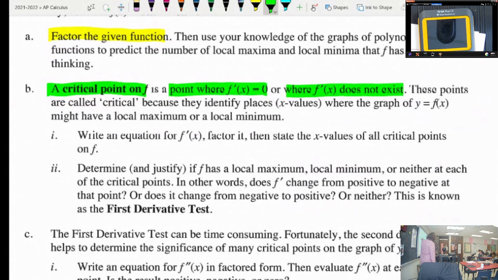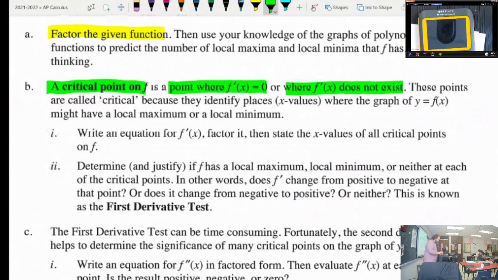But these points are called critical because they identify places where the graph might have a local maximum or a local minimum. So if you're given a question where you're asked to find the extreme value or the highest or lowest thing, this is a great place to start. This can narrow down your list of suspects very quickly. So we're going to do exactly that.